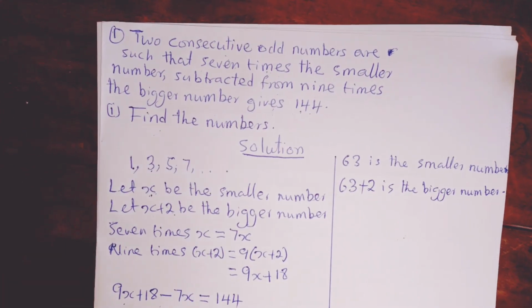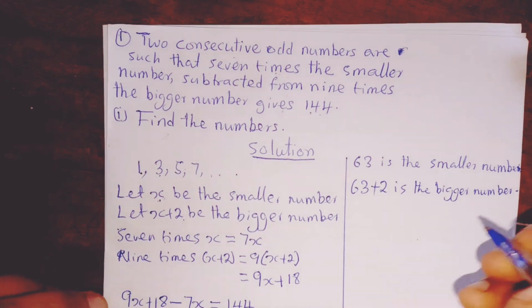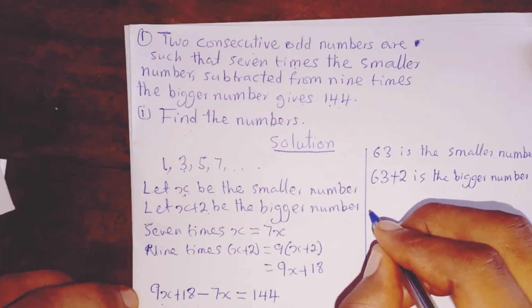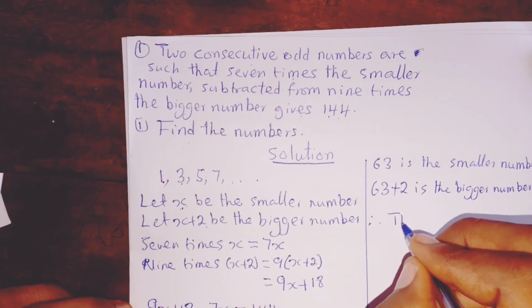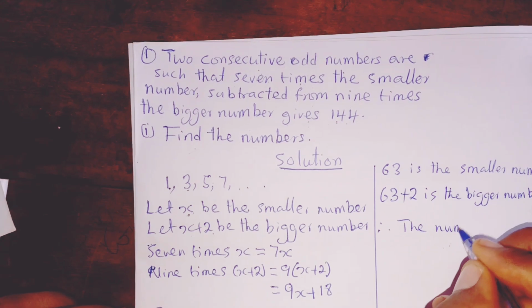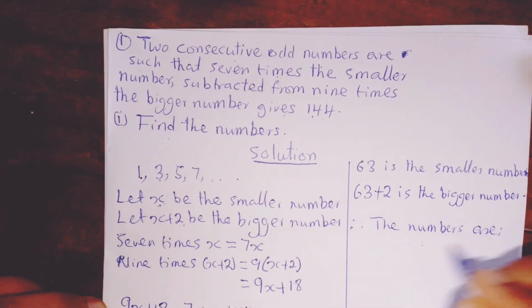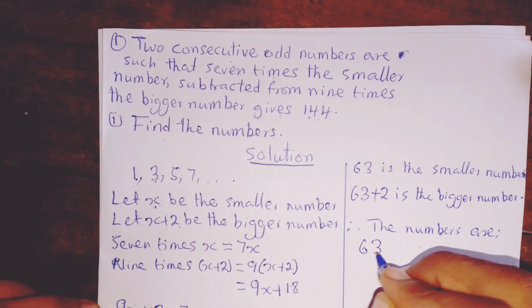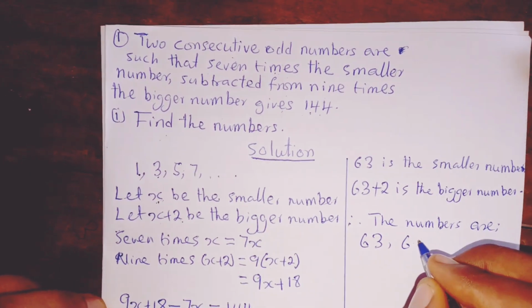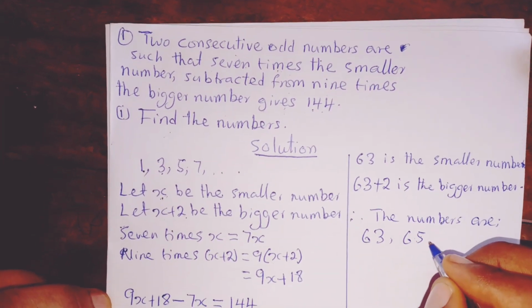All right, so what are those two numbers now? It means the numbers are 63 being the small one, and then 65 being the bigger one.